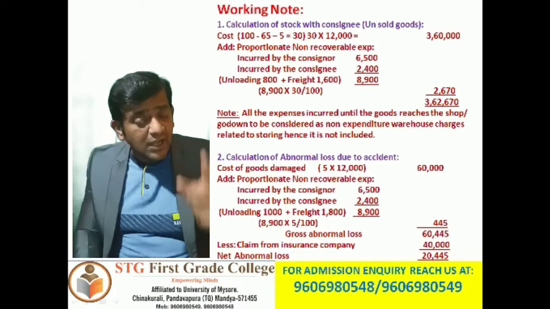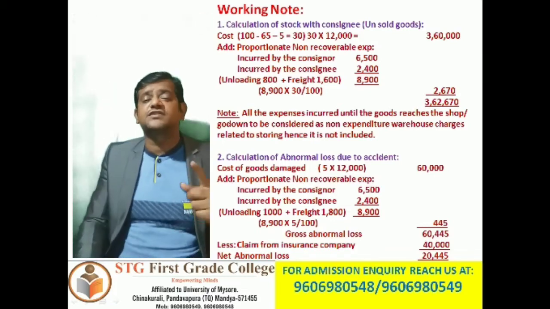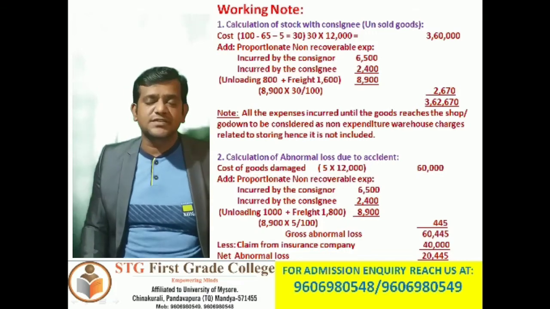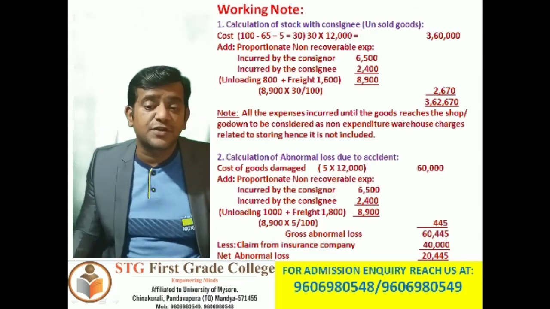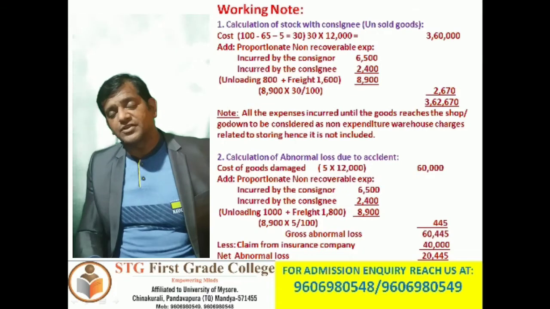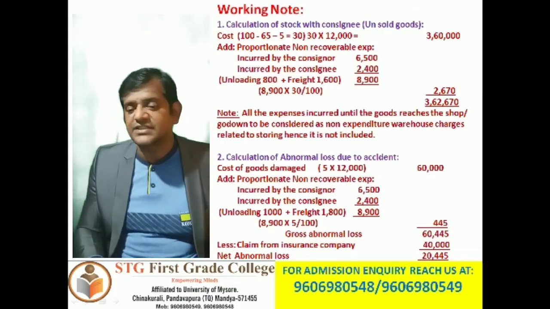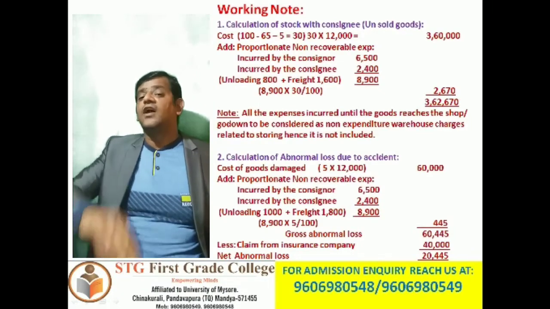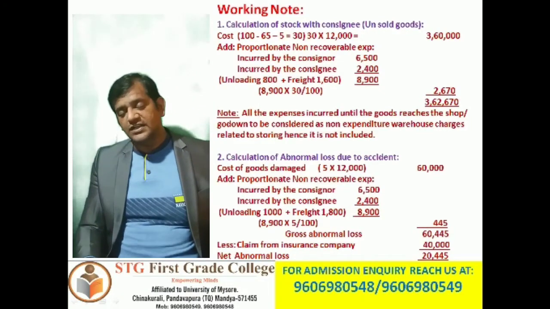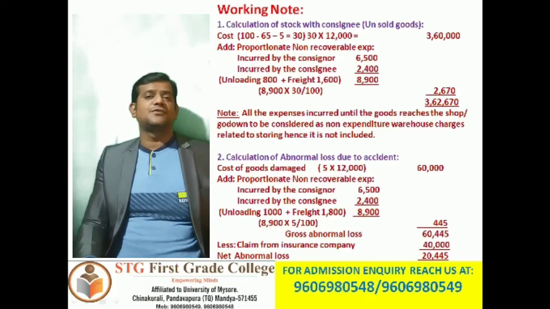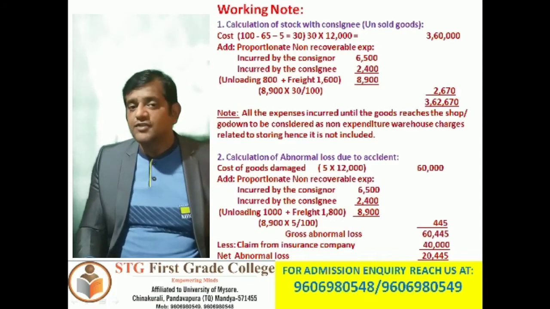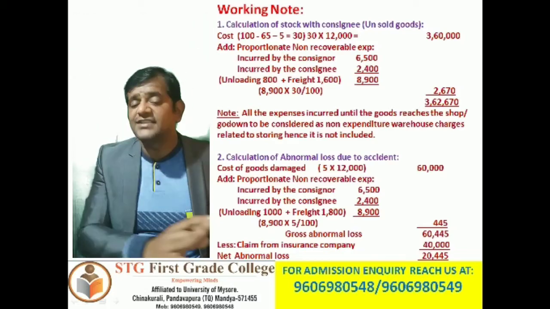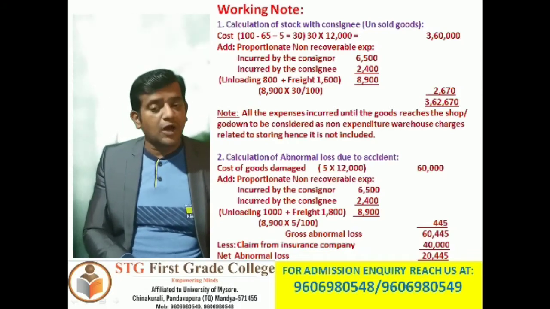Okay, that is what we call gross abnormal loss, which is 60,445, less claim from the insurance company, or claim offered by the insurance company. So here in this problem, the insurance company compensates 40,000 rupees. So 60,445 minus 40,000. So the net abnormal loss will be 20,445. So now we got both the answers, that is the value of closing stock as well as the abnormal loss value.